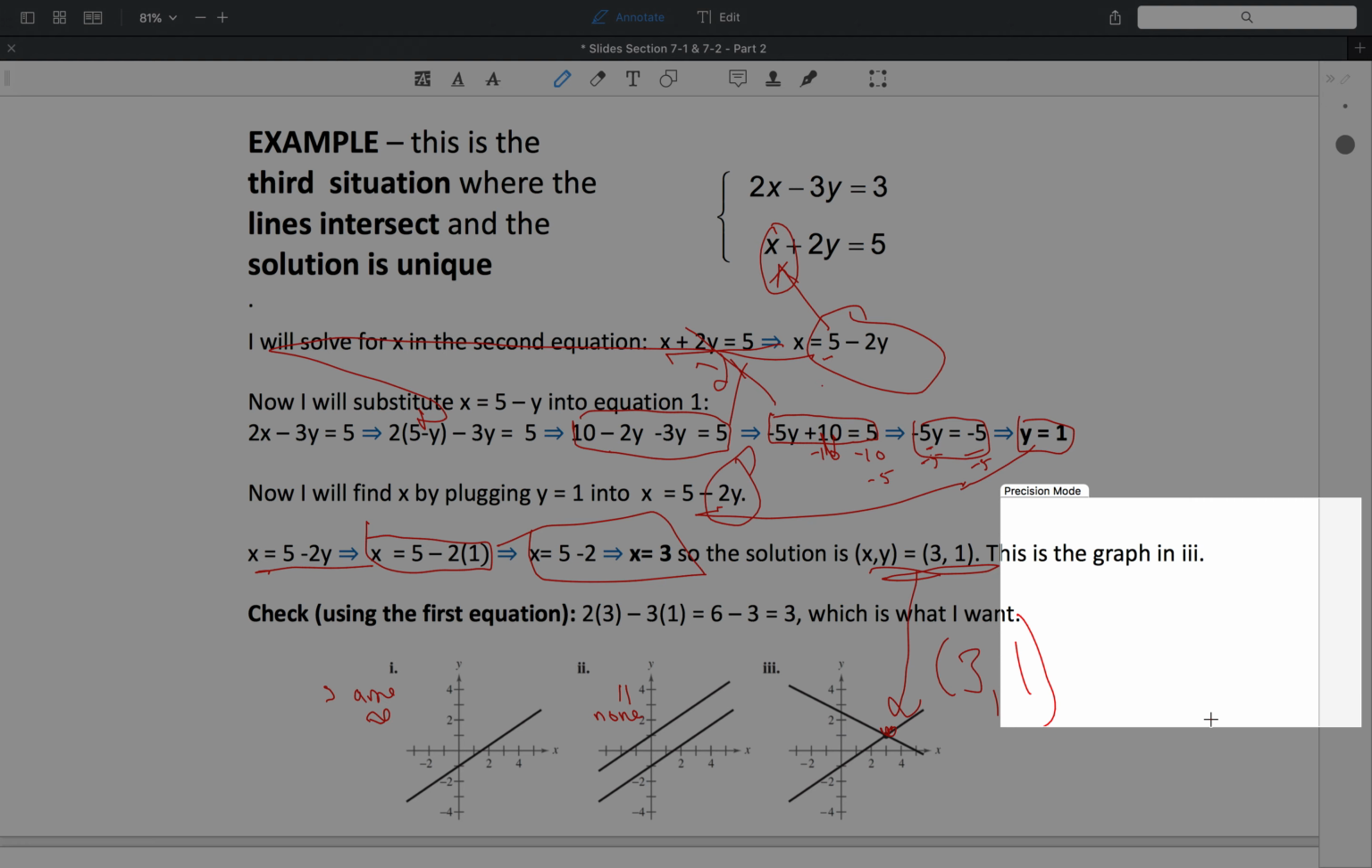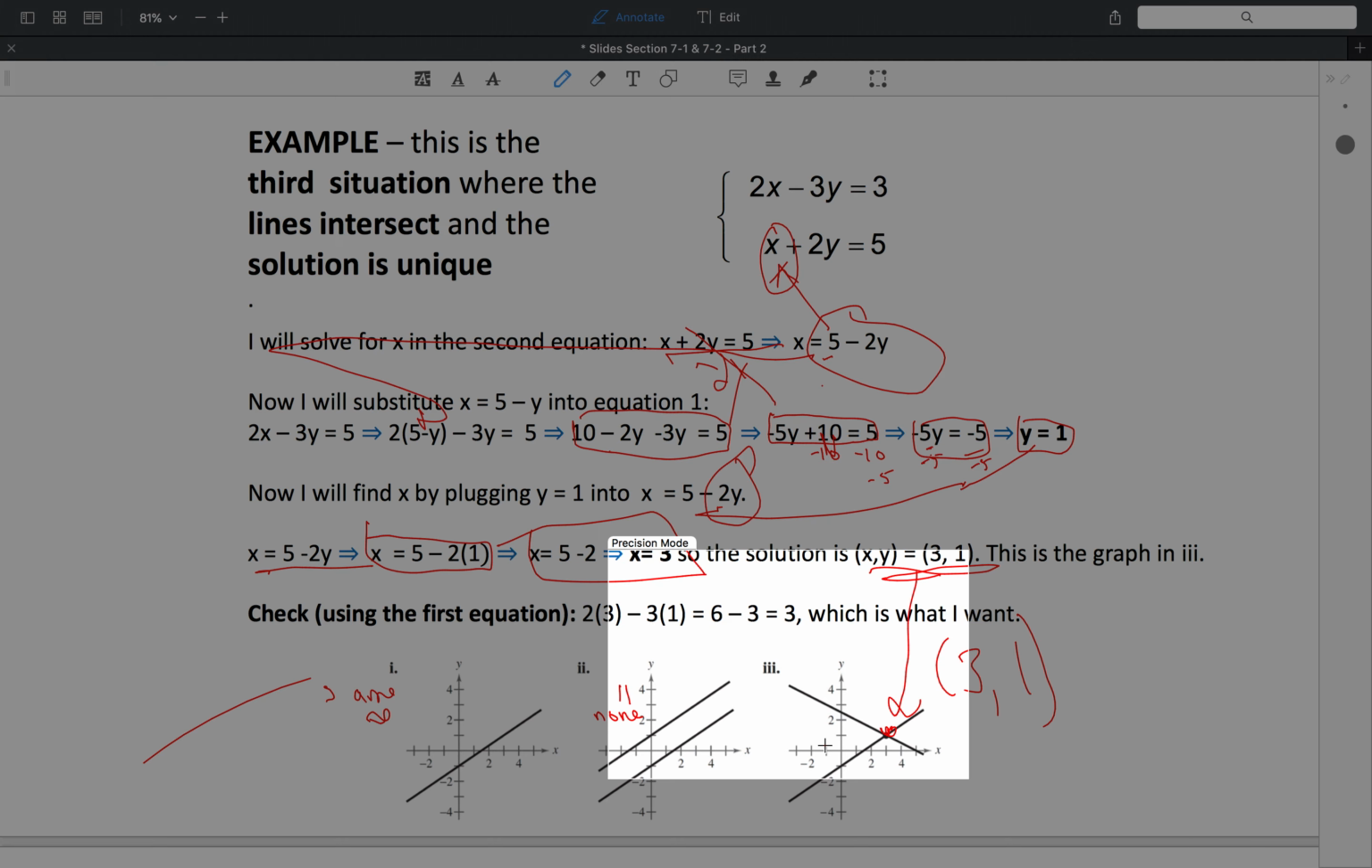And then the third case over here, let's turn that off. Third case over here is you get the lines intersect, and you get one solution. This is supposed to be two lines, so let me make that better. Boom, there's one line, and there's the second line. Okay, and you have one solution.